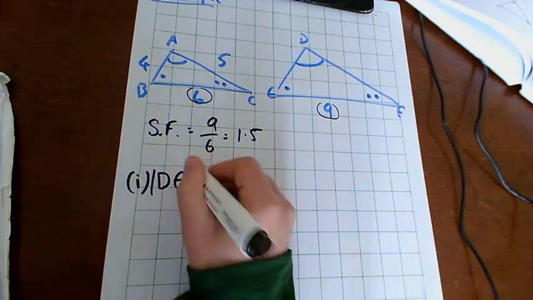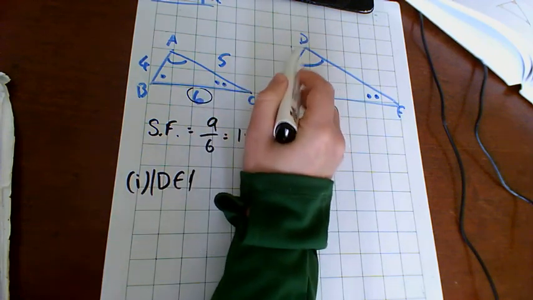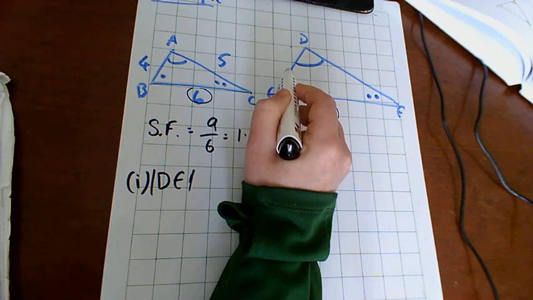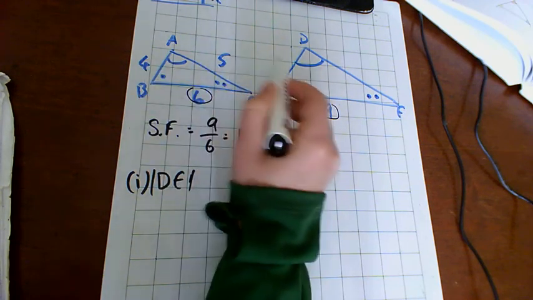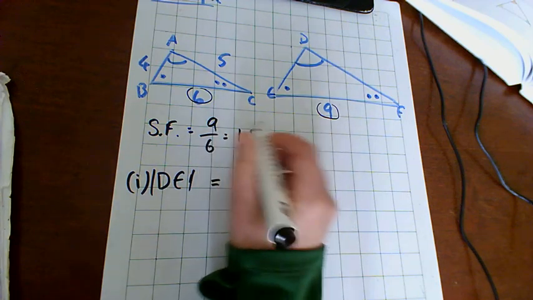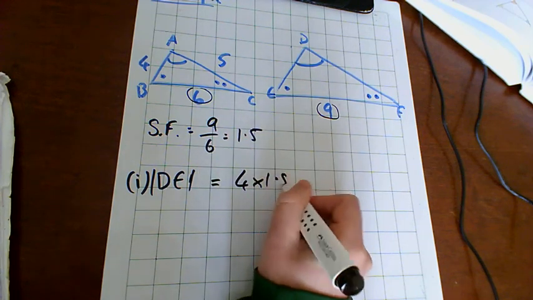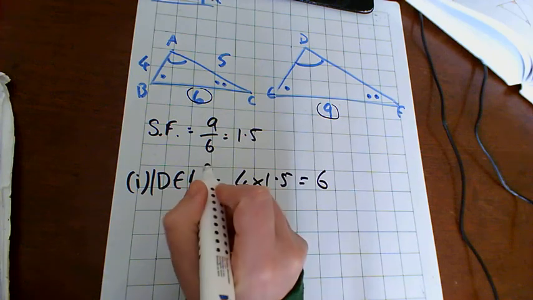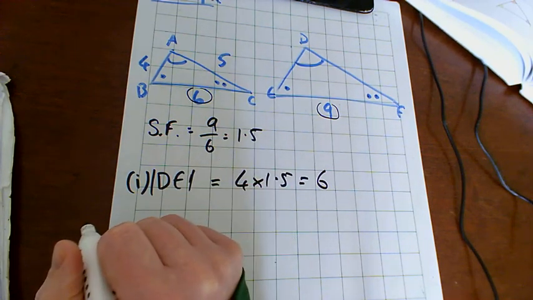DE is this length. This corresponds to this side, and it's bigger, so it's obviously 4 multiplied by the same proportion, 1.5, and that is equal to 6. It doesn't give us any units there, it's just 6.